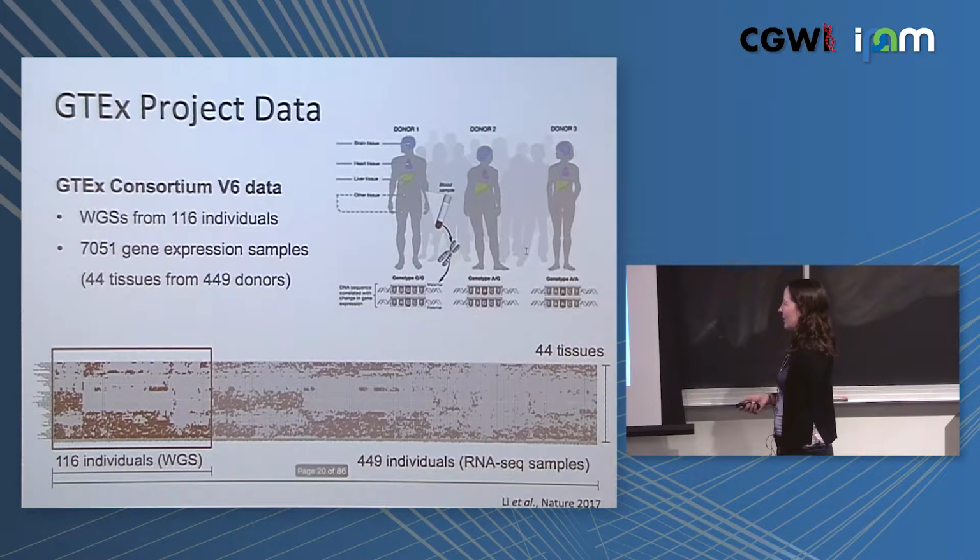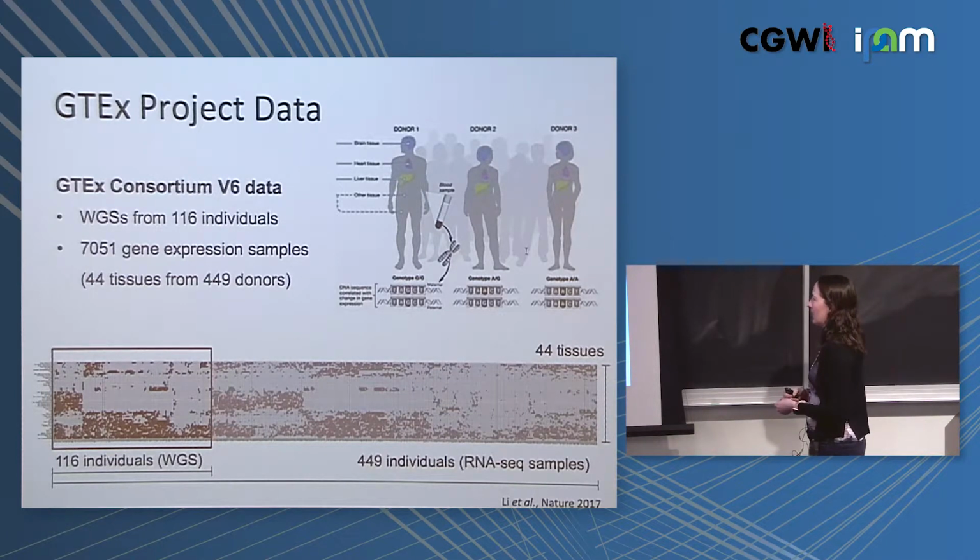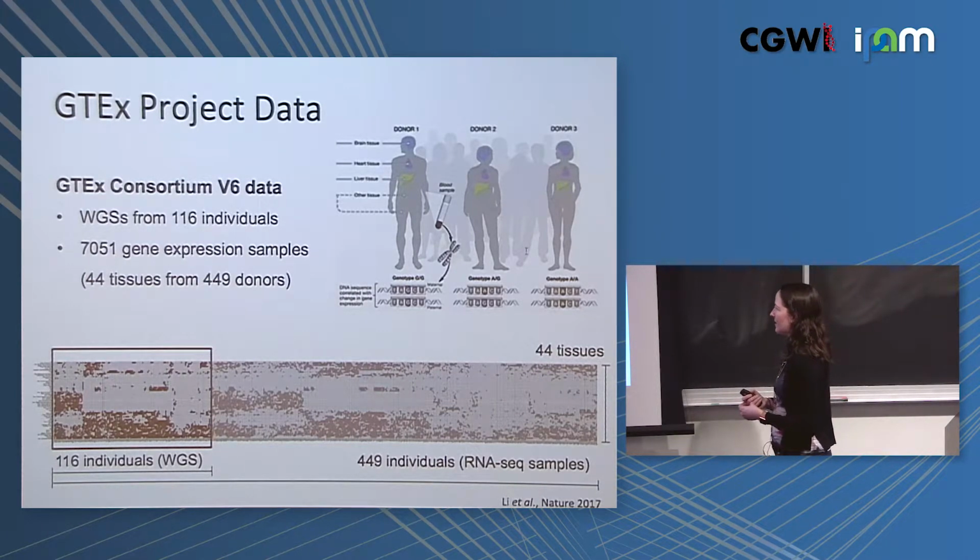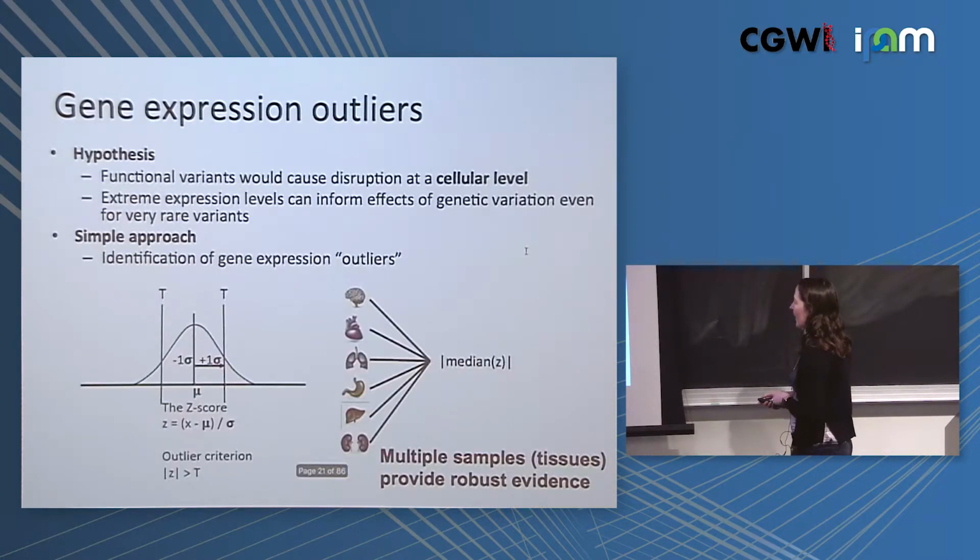So we took this basic approach and applied it in the GTEx data that we've been working with for a long time. So GTEx does in fact have matched whole genome sequencing and gene expression data. And here, one of the advantages is that we get gene expression in multiple samples for the same person across a number of tissues. So we have here 116 people of European ancestry, and each of them has some set among the 44 tissues measured with RNA-seq in addition. So that does help us.